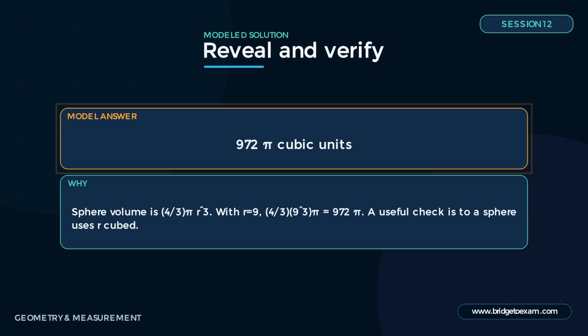The model answer is 972 pi cubic units. Sphere volume is 4 divided by 3 times pi r cubed. With r equals 9, that is 4 divided by 3 times 9 cubed times pi, which equals 972 pi. A useful check is that a sphere uses r cubed.